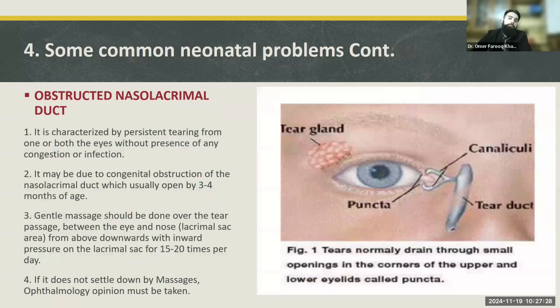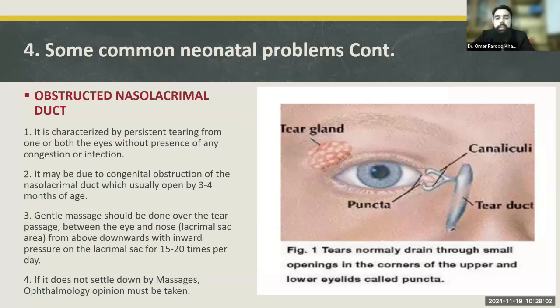Then obstructive nasolacrimal duct, a common problem related to the eyes of babies. It is characterized by persistent tearing from one or both eyes without presence of any congestion or infection. It may be due to congenital obstruction of the nasolacrimal duct, which usually opens by 3 to 4 months of age in the affected babies. Gentle massage should be done over the tear passage from above downwards with inward pressure on the lacrimal sac for about 15 to 20 times per day.